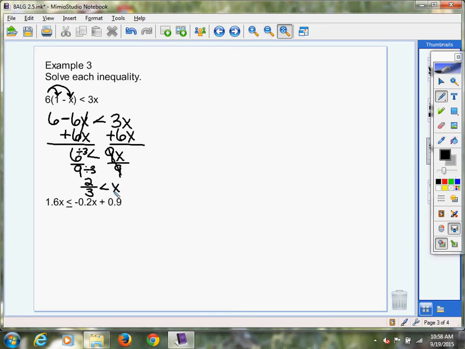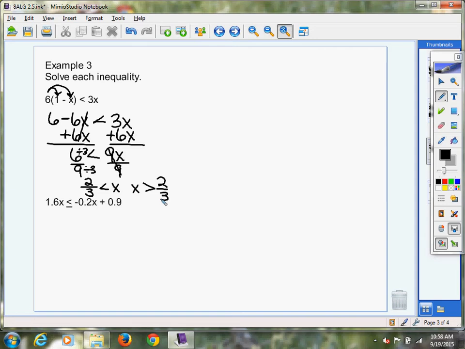And if you don't like reading it like this, where the 2/3 is on the left and you'd rather have the variable on the left, all you have to do is flip the paper over, take x, and then greater than 2/3. We'll switch the position of x and 2/3 and we'll flip our symbol over, and it's the same thing. 2/3 is less than x is the same thing as x is greater than 2/3.